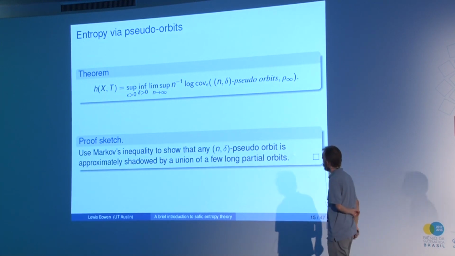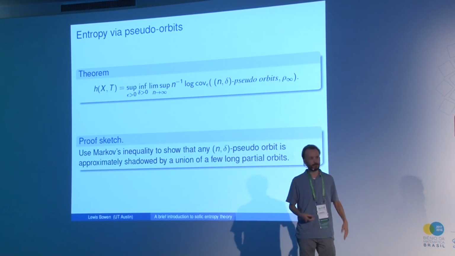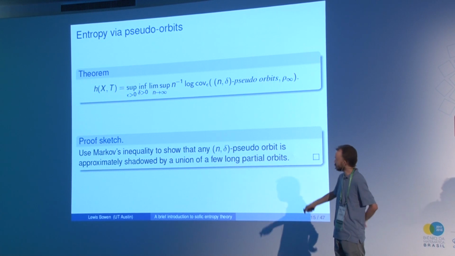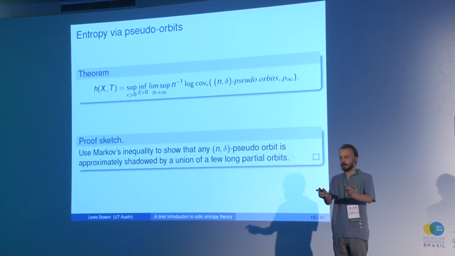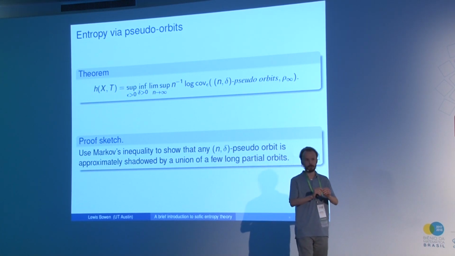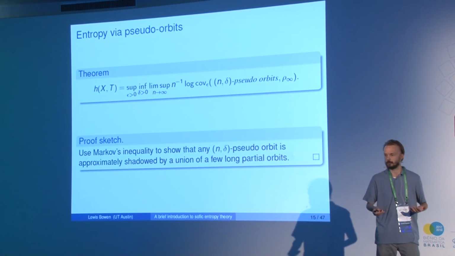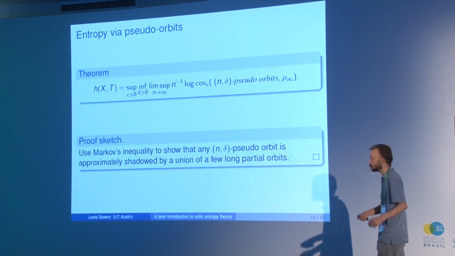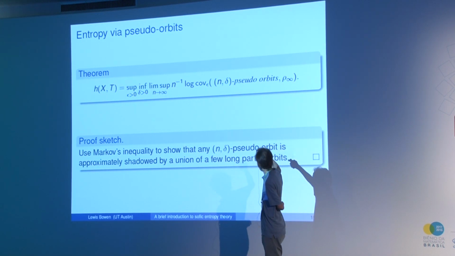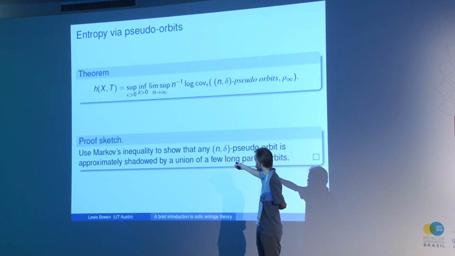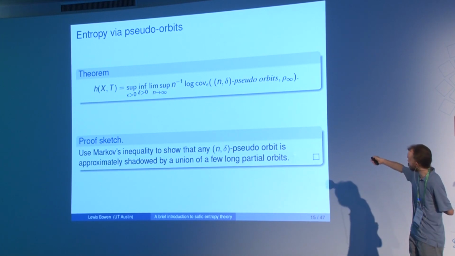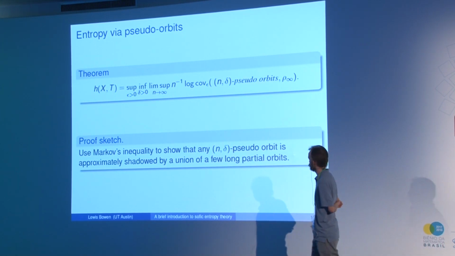The one-line proof is that you can use Markov's inequality to show that any pseudo-orbit is approximately close to a union of just a few partial orbits. So just a few means a small number relative to n, to the length. And so once you have a pseudo-orbit, you in fact have the usual kinds of partial orbits nearby. And so once you have a witness to the entropy using this definition, you have a witness using the previous definition.